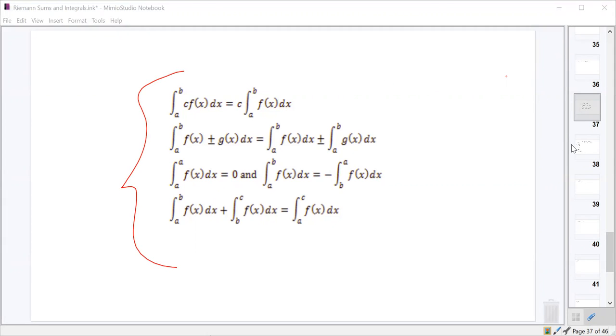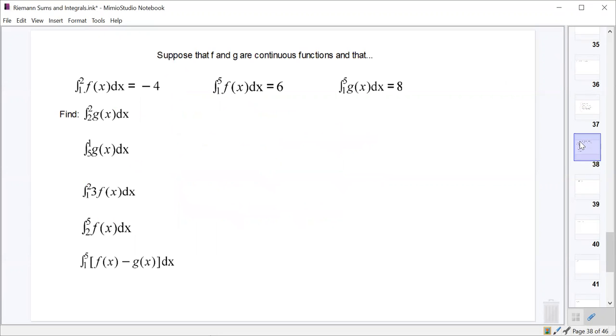All right. Let's then see if we can quickly apply them to two continuous functions f and g with these three given integrals. So first off, what should the integral from 2 to 2 of g of x be? 0. Should be 0, right? What about the integral from 5 to 1 of g of x? That ought to be the opposite of the integral from 1 to 5 of g of x dx, which should be -8. Oh, g of x, yeah, -8. I looked at f of x. -8. Good? Everybody good there?